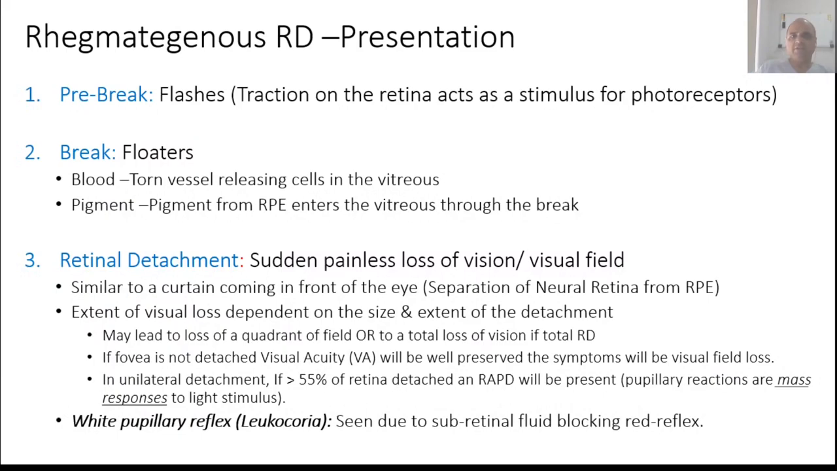Something that's very interesting and is also seen in a regmatogenous retinal detachment and is sort of important when you're examining a patient of a pediatric age is the white pupillary reflex or leukochoria. We'll talk more about white pupillary reflex or leukochoria when we talk about retinoblastoma, because it's a really important differential in pediatric ophthalmology. Because there are a lot of conditions that would produce a white pupillary reflex, of which one is regmatogenous retinal detachment. And in this particular instance, it happens because the subretinal fluid blocks the red reflex, and thus you get a white pupillary reflex or leukochoria when doing ophthalmoscopy.